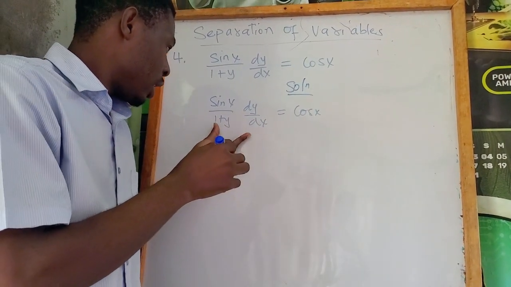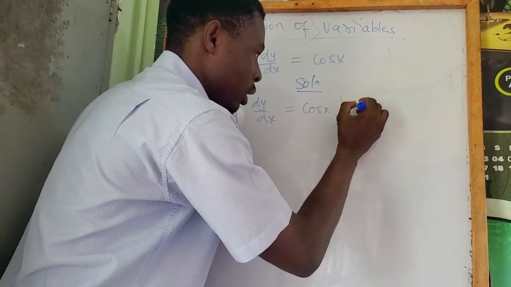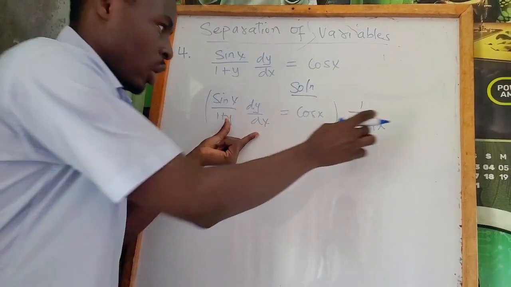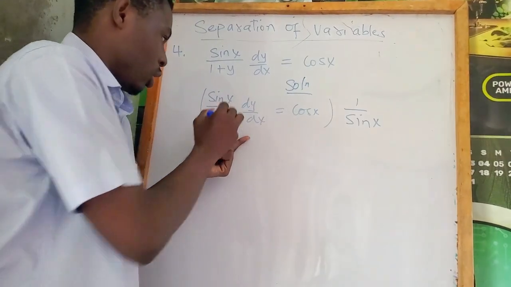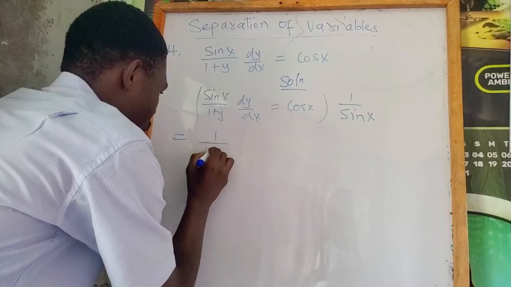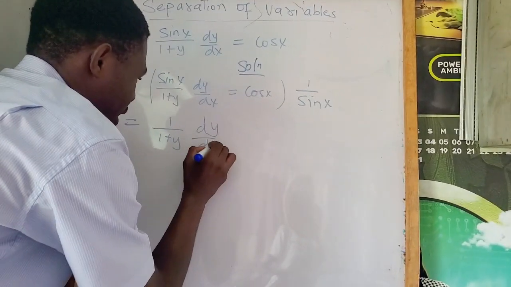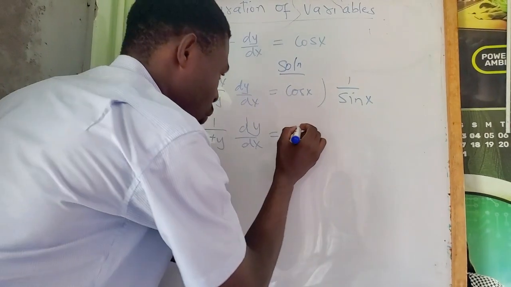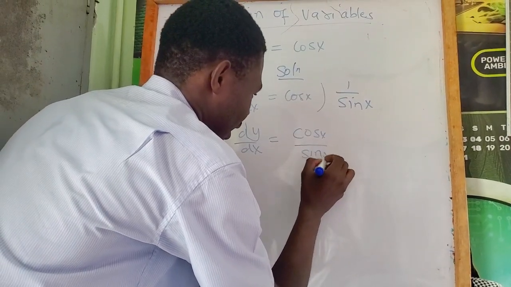Now in this case, if I multiply each side by 1 over sine x, 1 over sine x times sine x over 1 plus y, it will cancel this. So you are only going to be left with 1 over 1 plus y dy dx, which is equal to what? Cos x times 1 over sine x. That leaves you with cos x all over sine x.